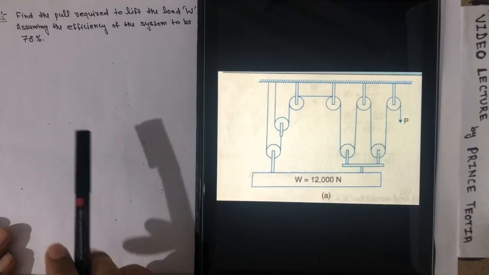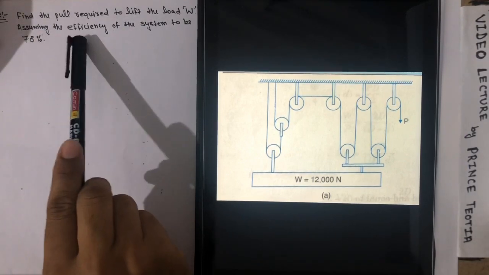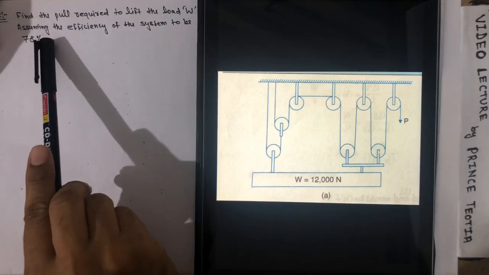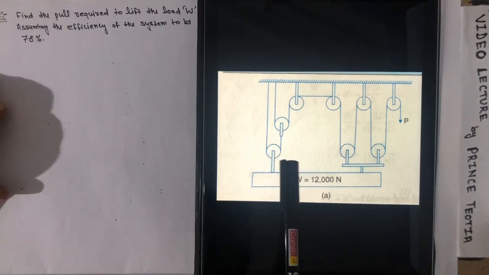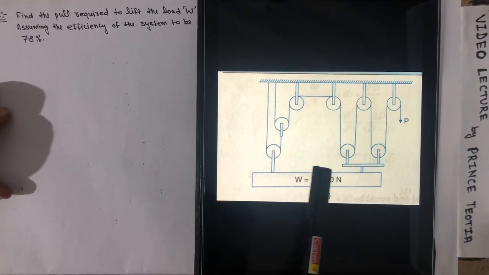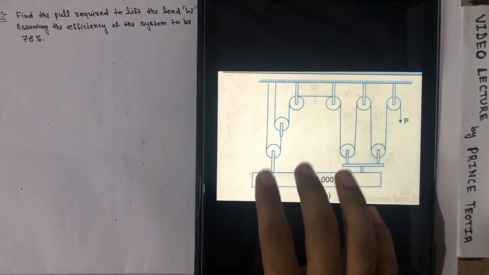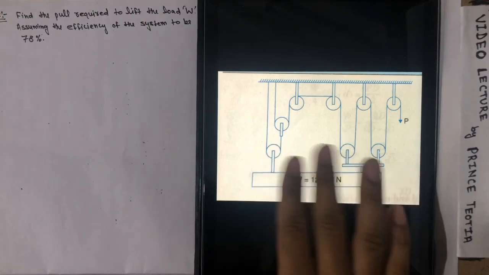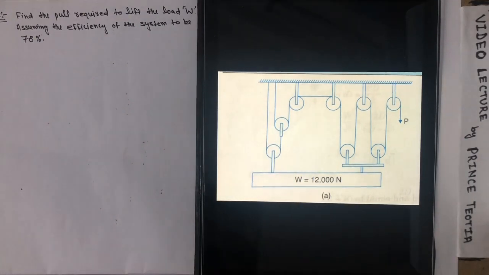This is one numerical on the pulley system. Find the pull required to lift a load W, assuming the efficiency of the system to be 78%. This is the diagram given. This is the pulley system. First we have to identify which pulley system this is, first order, second order or third order. We can see in this diagram that this is actually a combination of two different systems.